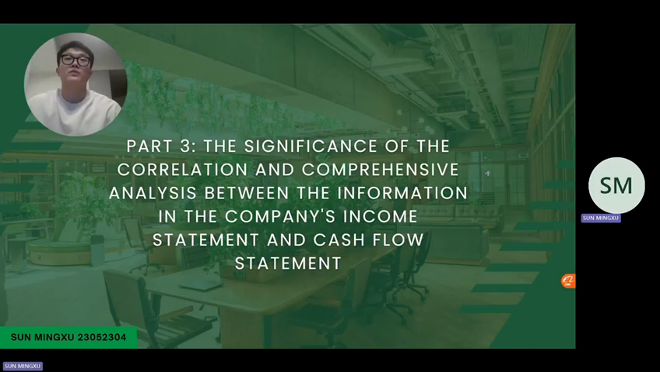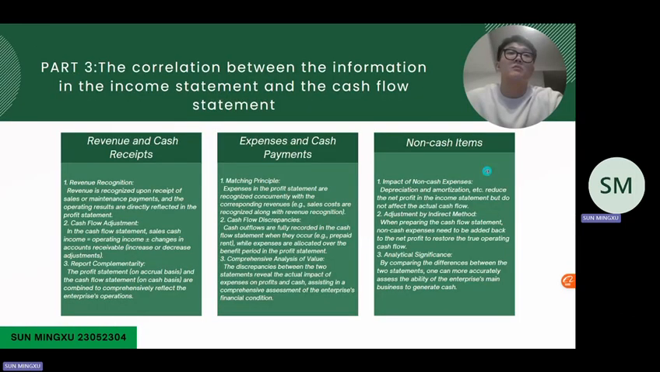Now I'm going to talk about part 3, the significance of the correlation and the comprehensive analysis between the information in the company's income statement and the cash flow statement. First, the correlation between the two statements. Ashmont recognizes revenue as sales are made, on an accrual basis.